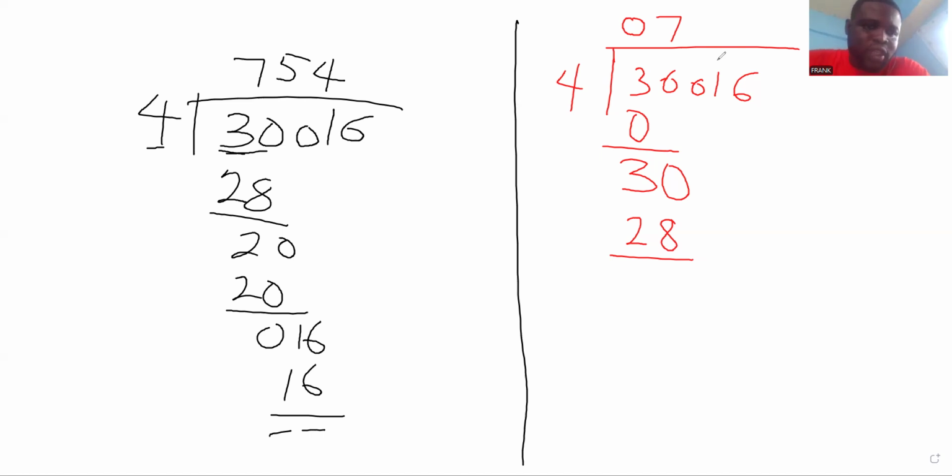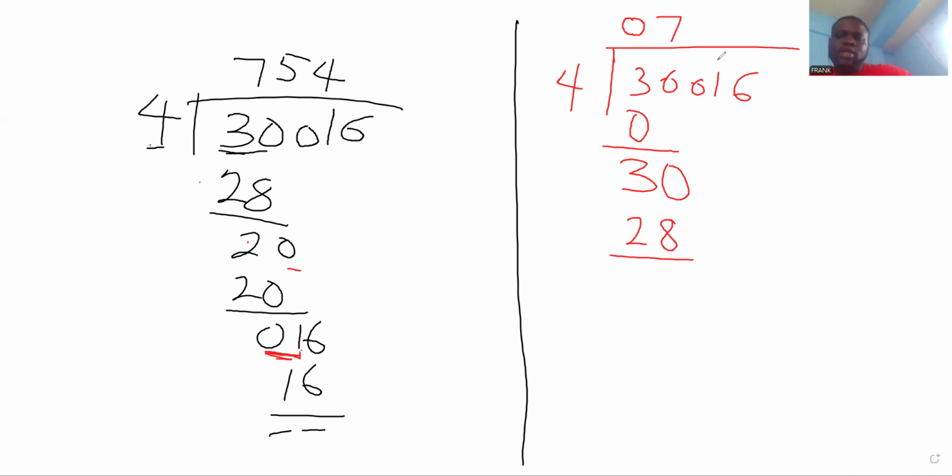Students say, 4 into 3, it can't be, so you add the 0, making 30. 4 into 37, 4, 7, 28. Remainder of 2, add the next digit, which is the second 0. 4 into 25, 4, 5, 20. Remainder of 0. Next digit is 1. 4 into 1, it can't be. So you add a 6, making it 16. 4 into 16 is 4. 4, 4, 16. This is wrong.